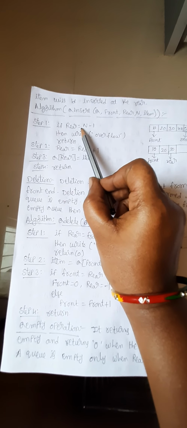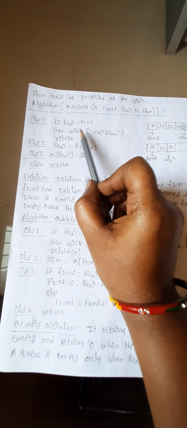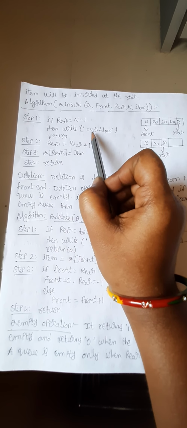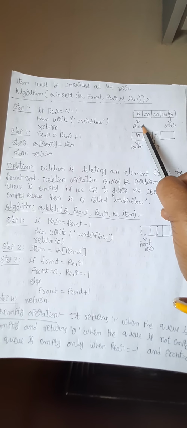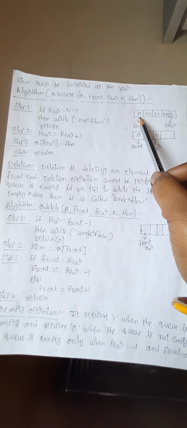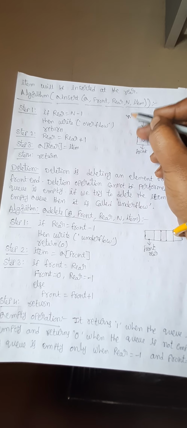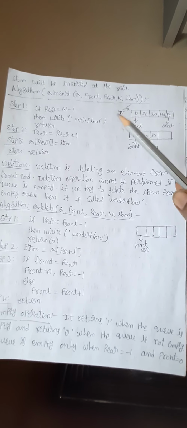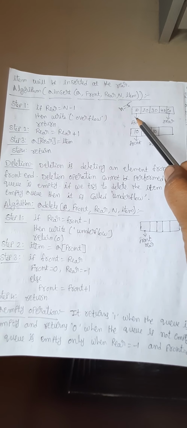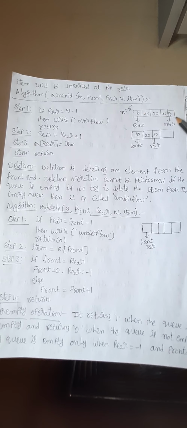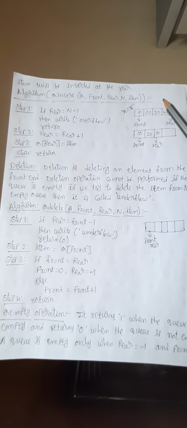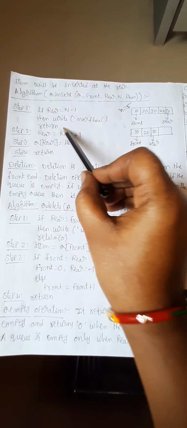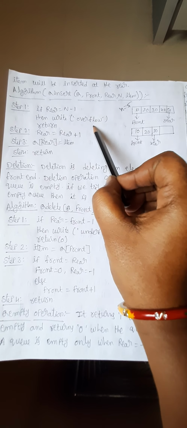Here we have to check if rear equals n minus 1, then it will display queue is overflow. I have given an example here. This is the queue, these are the array elements that we have inserted, and we have given the n value as 5, and it will check whether the queue contains 5 elements or not. That is 1, 2, 3, 4, 5. It already contains 5 elements, so the queue is full. We can't insert the element, so it will display queue is overflow.